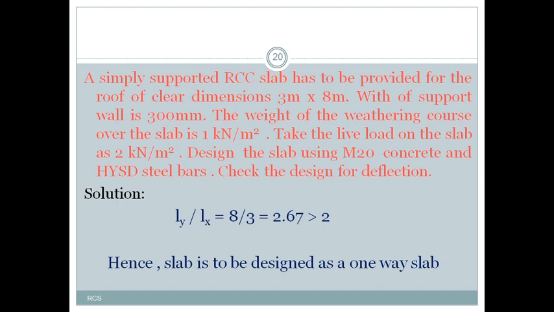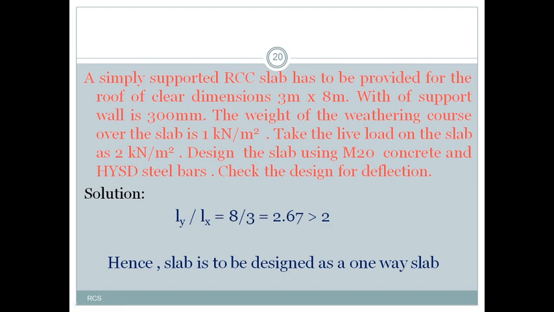So let us say Lx is 3 meters and Ly is 8 meters. Now the ratio of Ly by Lx: Ly is the longer span, that is 8, the shorter span is 3, and the ratio of this is 2.67. Now this 2.67 value should be compared. It is greater than 2.